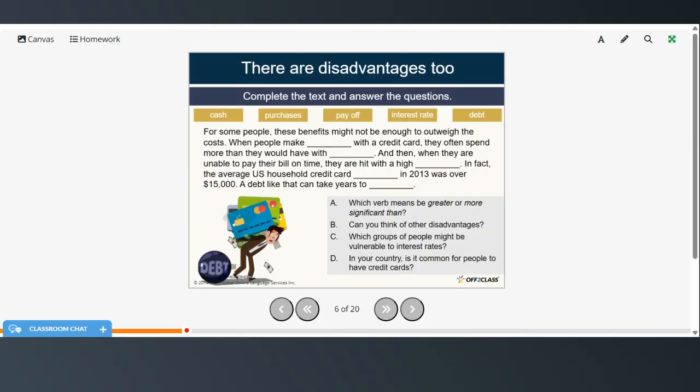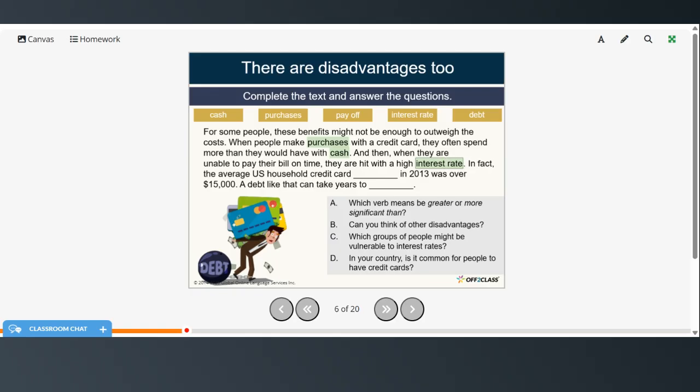Right, there are disadvantages too, so complete the text and answer the questions. You can pause the video, try this on your own, and then restart when you're ready to check your answers. For some people, these benefits might not be enough to outweigh the costs. For example, when people make purchases with a credit card, they often spend more than they would have with cash. And then, when they are unable to pay their bill on time, they are hit with a high interest rate.